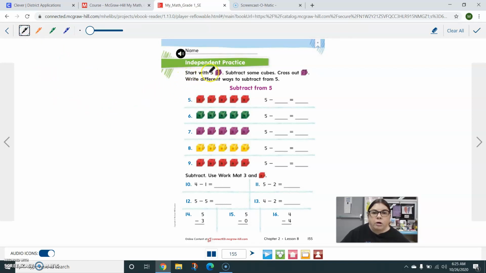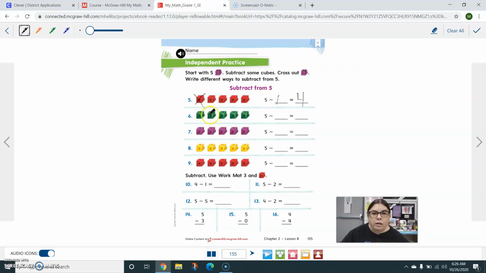So it says start with 5 cubes. Subtract some cubes, cross out the cubes, write the different ways to subtract from 5. So remember, friends, when we see this sign, that means we're subtracting, we're taking away. So just like we did 4, I'm going to go ahead and just start with 1. This is I'm taking away 1, I put that there. How many am I left with? That's right, 4. The difference is 4.